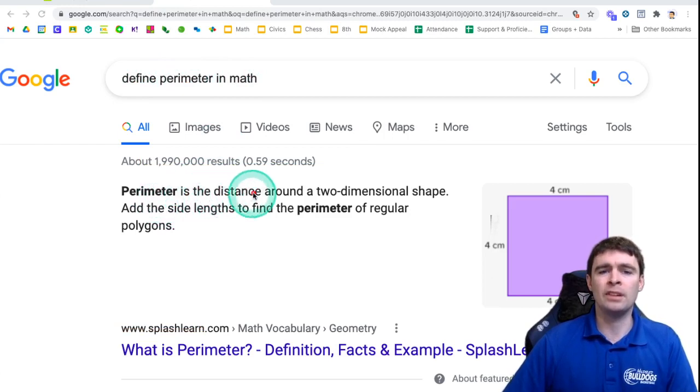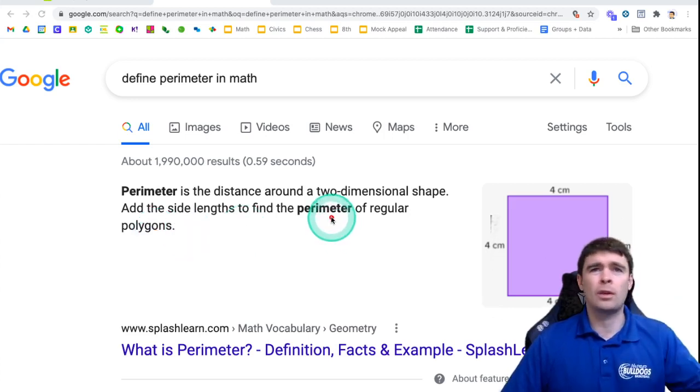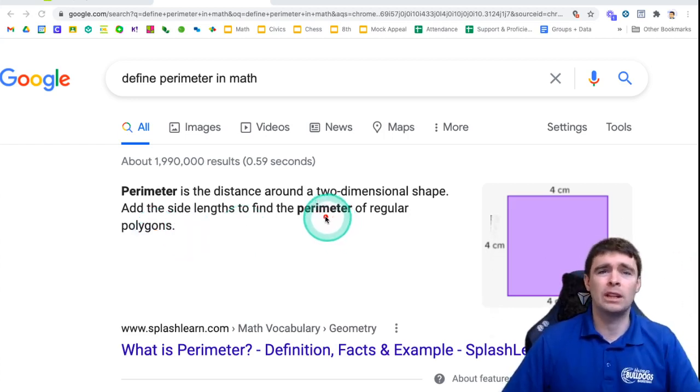It says perimeter is the distance around a two-dimensional shape. Add the side lengths to find the perimeter of regular polygons. Polygons means any kind of shape. You could Google that if you want. So to find the perimeter of triangles, squares, rectangles, pentagons, any shape you want, you just add up all the side lengths. That's all there is to do for perimeter.